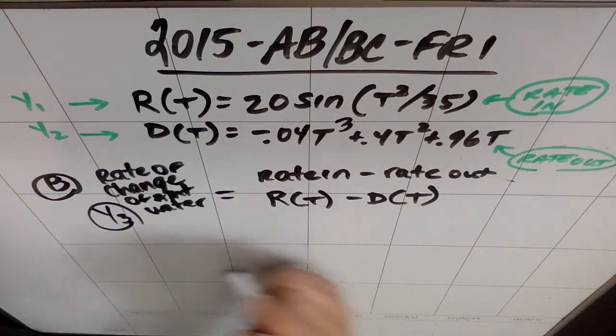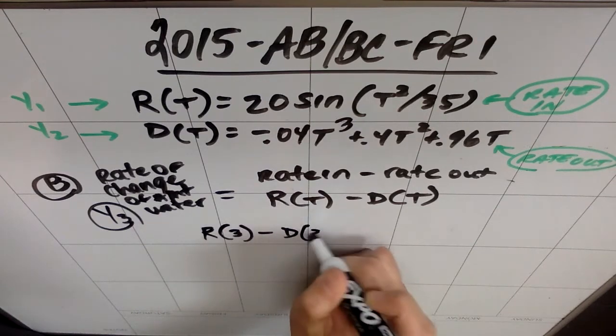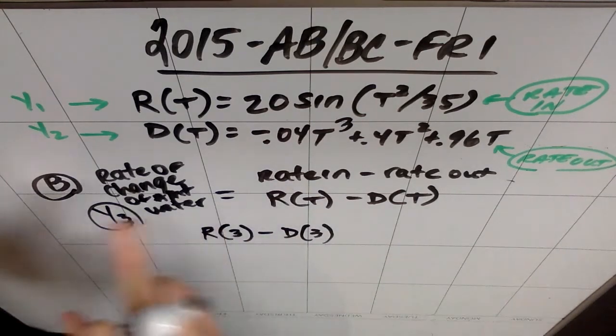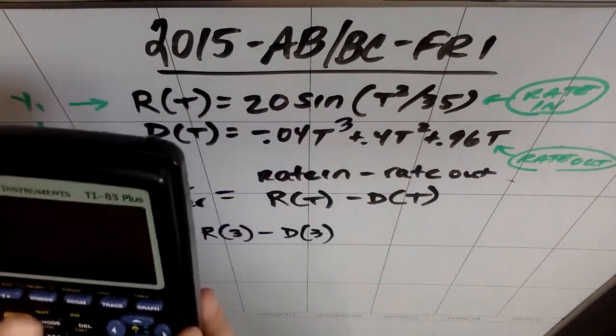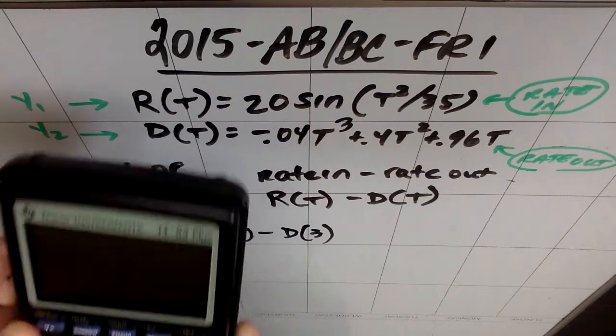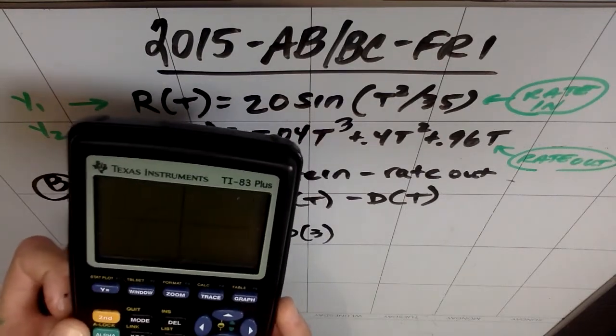So what I want is I want to know the value of R of 3 minus D of 3. If it's positive, then the rate of change of the amount of water is positive, which would mean the amount is increasing. If this result is negative, then it means the rate of change of the amount of water is negative, which would mean that the amount is decreasing. So I go ahead and put that in as my y3, and I'm going to go ahead and quit out. So then if I hit graph, right, I turned off my y1 and y2. The only thing I'm graphing right now is y3.